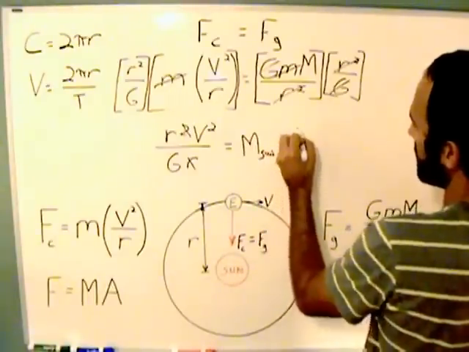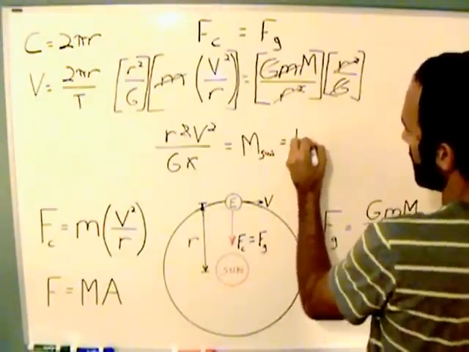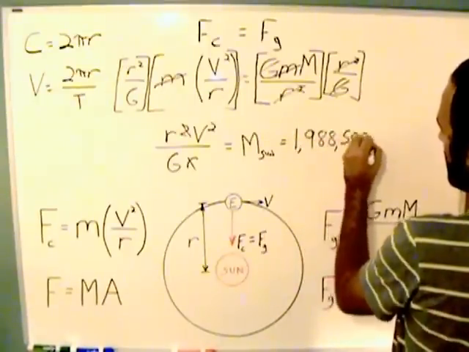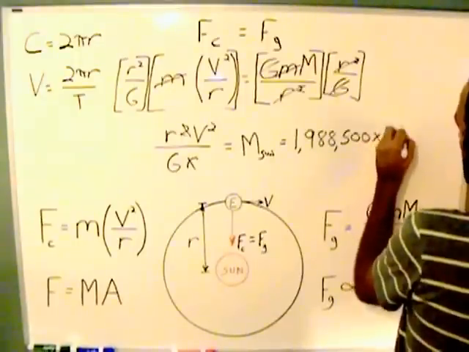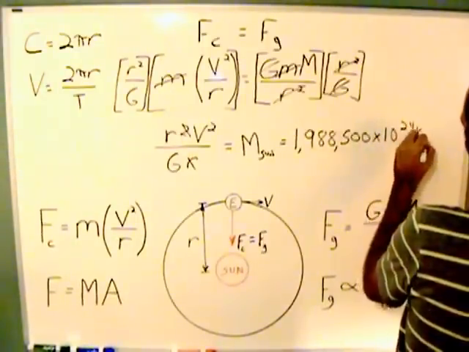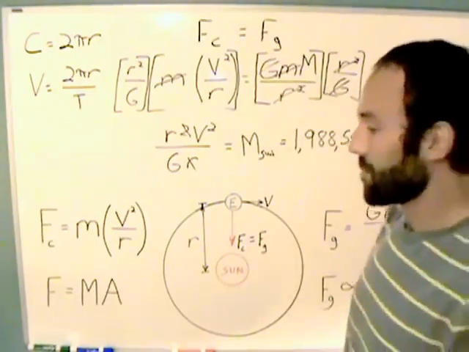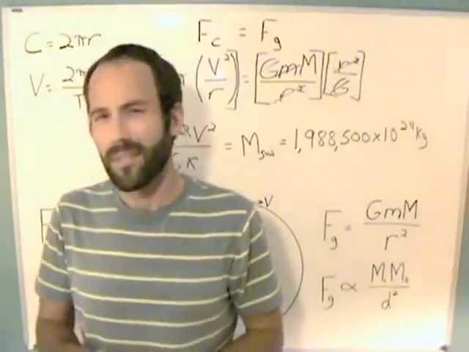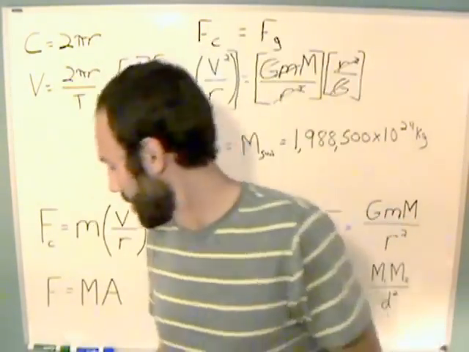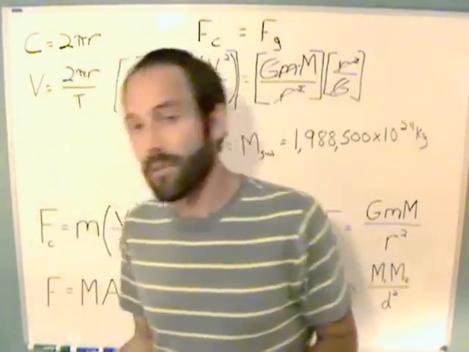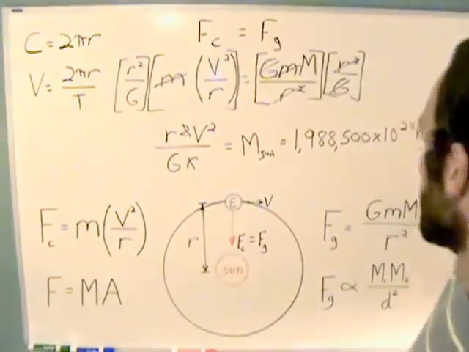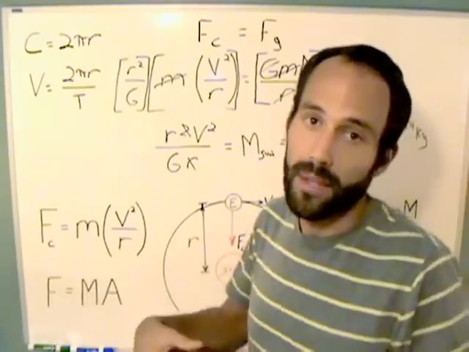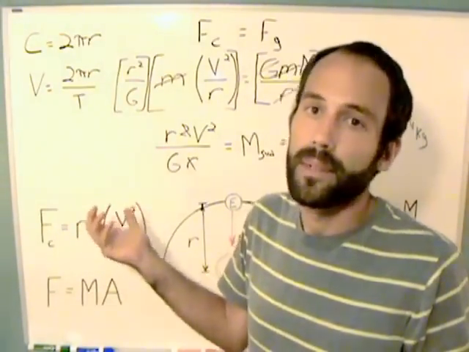And that comes out to 1,988,500 times 10 to the 24th kilograms. Now this is many, many times more massive than the Earth. The Earth is 5.97 times 10 to the 24th kilograms, roughly. So, many, many times more massive than the Earth, is what we're told. Which, see the solar system model, the Sun appears huge compared to all the planets.